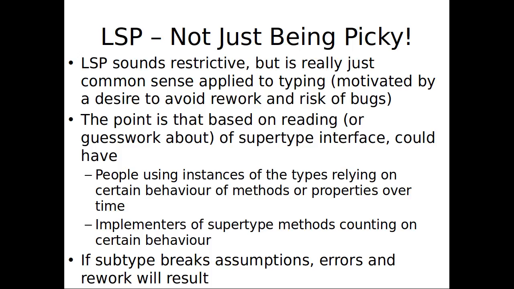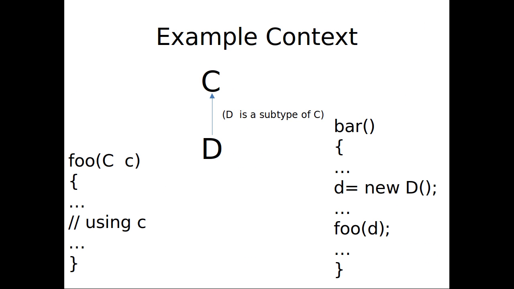It's not just being picky here, it's basically common sense applied to typing to avoid bugs, to avoid defects. You don't want this code, which has been around for years, to suddenly break just because someone's defined a new subtype of C that doesn't happen to adhere to the promises here. If this code has been around, this is code written against java.object. Say C is java.object, right? It's the root sort of object in Java. And just because someone later defines a subtype that breaks that, you don't want it to break the whole Java library because it doesn't work with that subtype.